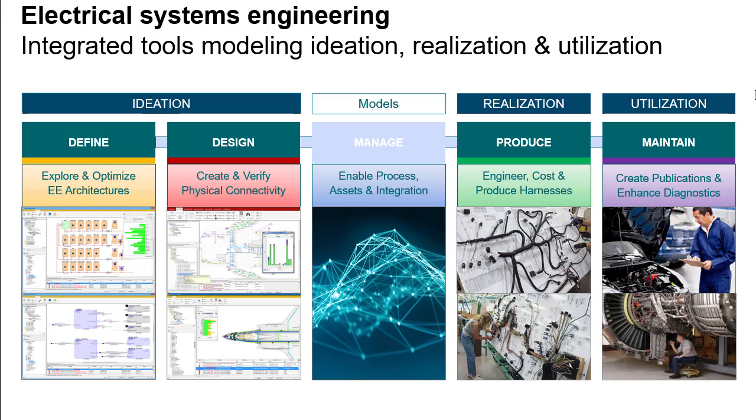On the right, the produce domain is where products are realized. Sophisticated automation is applied to the harness designs from the design domain, such that bills of process, work instructions, line balancing, and so on can be automatically generated for the harness manufacturing plant.